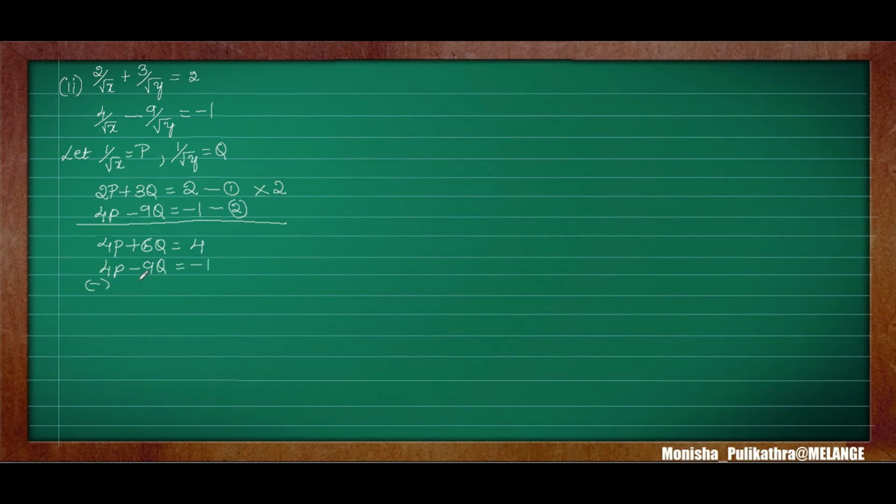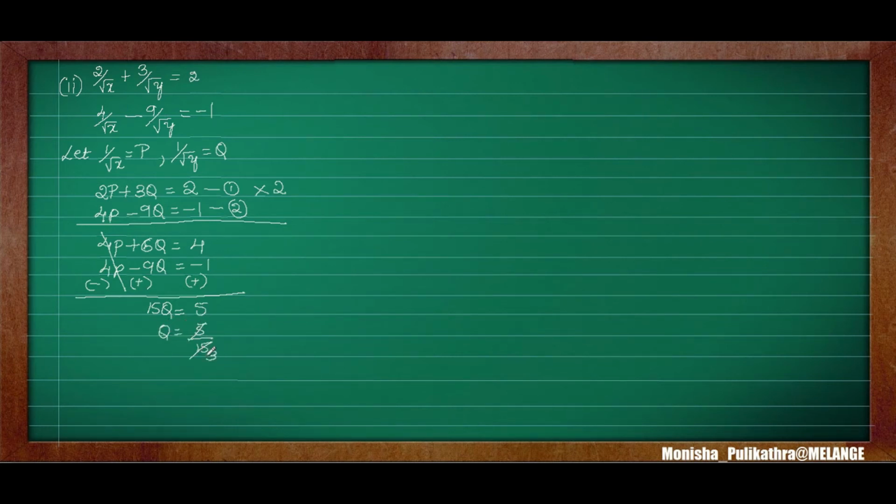Okay. Next, change the sign. The first term, the p term will cancel each other, plus 4p minus 4p. Here plus into plus is addition. We need to add when like signs come. Okay. 9q plus 6q is 15q. The larger number's sign is plus itself, plus into plus is plus. So 4 plus 1 is 5. So q is equal to 5 divided by 15.